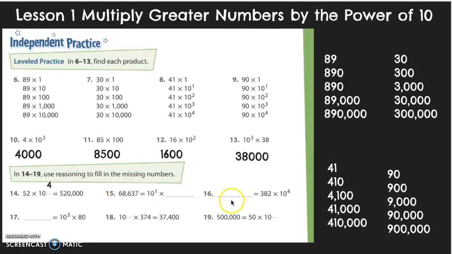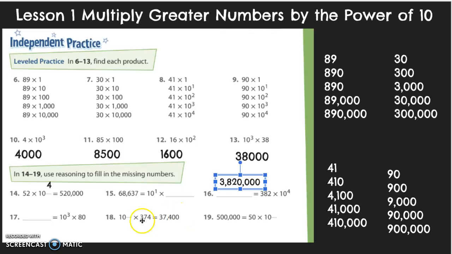That's Millie saying hi. But we're going to go on to number 16, where it says 382 times 10 to the 4th. So I'm going to put 382 because 382 times 1 would be 382. And now, like we said with that shortcut, we're going to add 4 zeros. 1, 2, 3, 4. Then I'm going to go back, put in my commas, and I'm going to get a number that's in the millions.